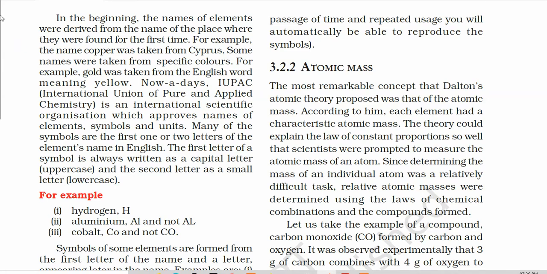Nowadays, many of the symbols are taken from the first one or two letters of the element's name in English. For example, boron is taken as B. For carbon, it is taken as C. Like this, the first letter, second letter are taken. For hydrogen, it is H. For aluminium, capital A, small l: Al.